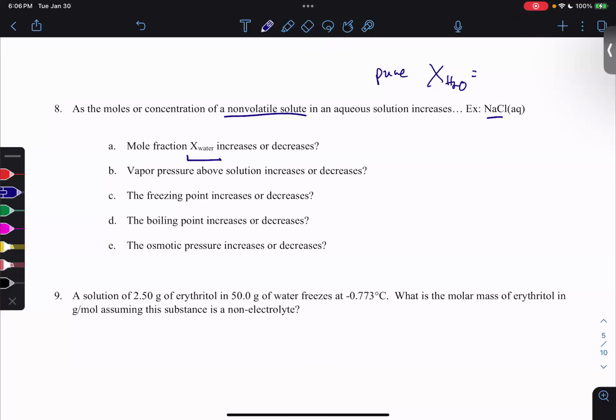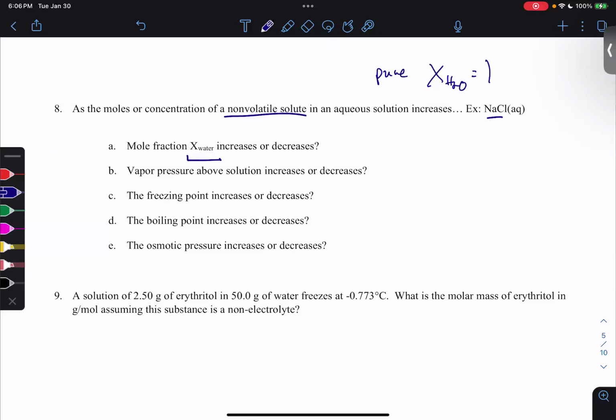If you have pure water, the only thing is water, the mole fraction is 1. The equation for mole fraction of water would be moles of water in your sample over total moles of substance. So if you just have water, it's the same number divided by itself, so it's 1. But once we start adding salt, we're adding moles of something else.